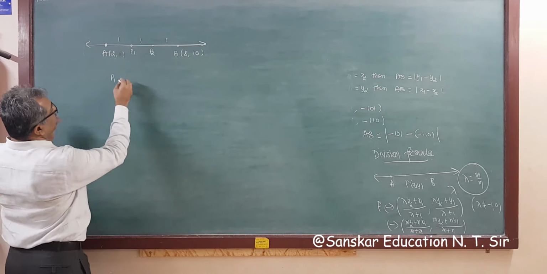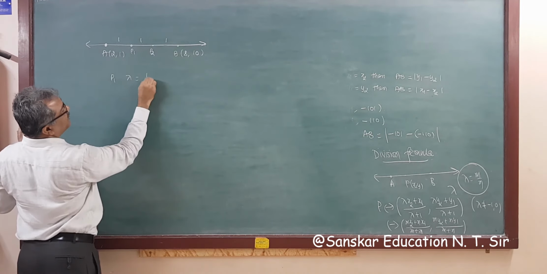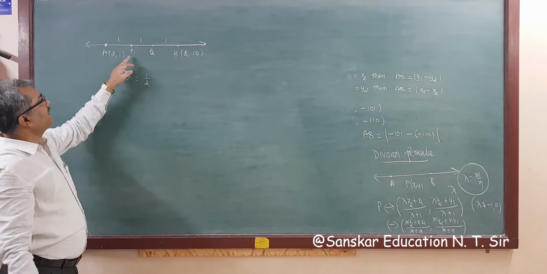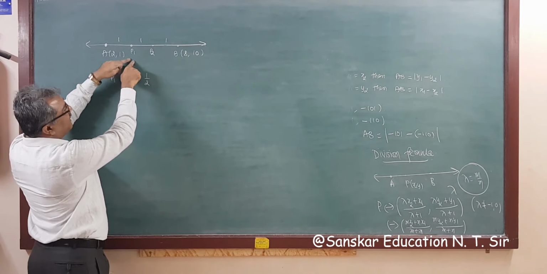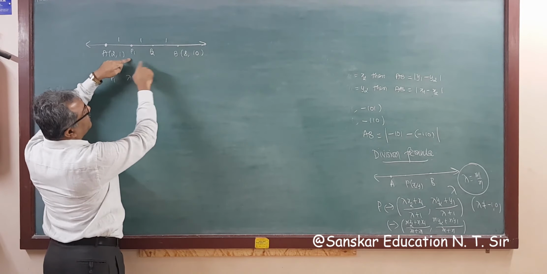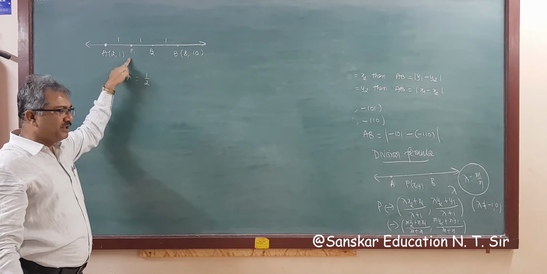So we take the ratio lambda equal to 1:2, that is 1 upon 2, and get the value of P1. After getting this P1, आपको P1 मिल गया. इसके बाद ये P2 जो है वो P1 और B का मिड पॉइंट होता था. So apply the formula for midpoint, right?